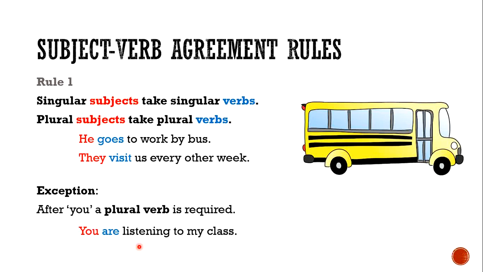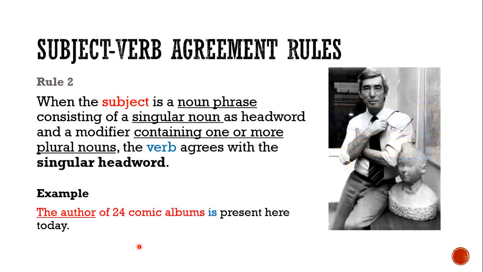Let us move on to the next rule. The rule says, when the subject is a noun phrase consisting of a singular noun as head word and a modifier containing one or more plural nouns, the verb agrees with the singular head word. Now this is a long sentence to take in, so we will break it phrase by phrase. What is a phrase? We already know that a phrase is a group of words.